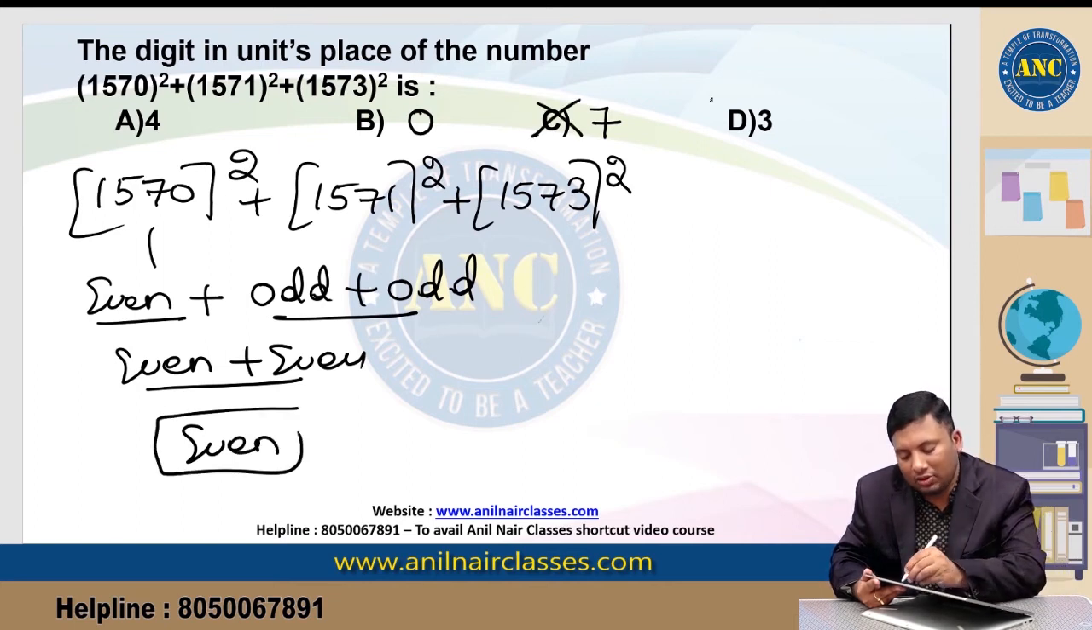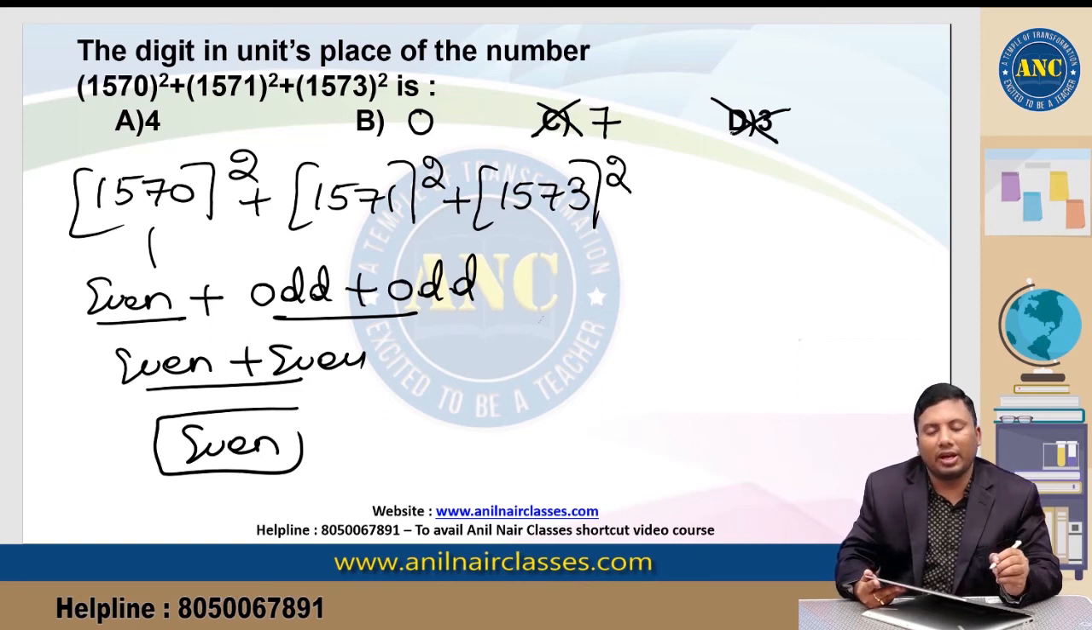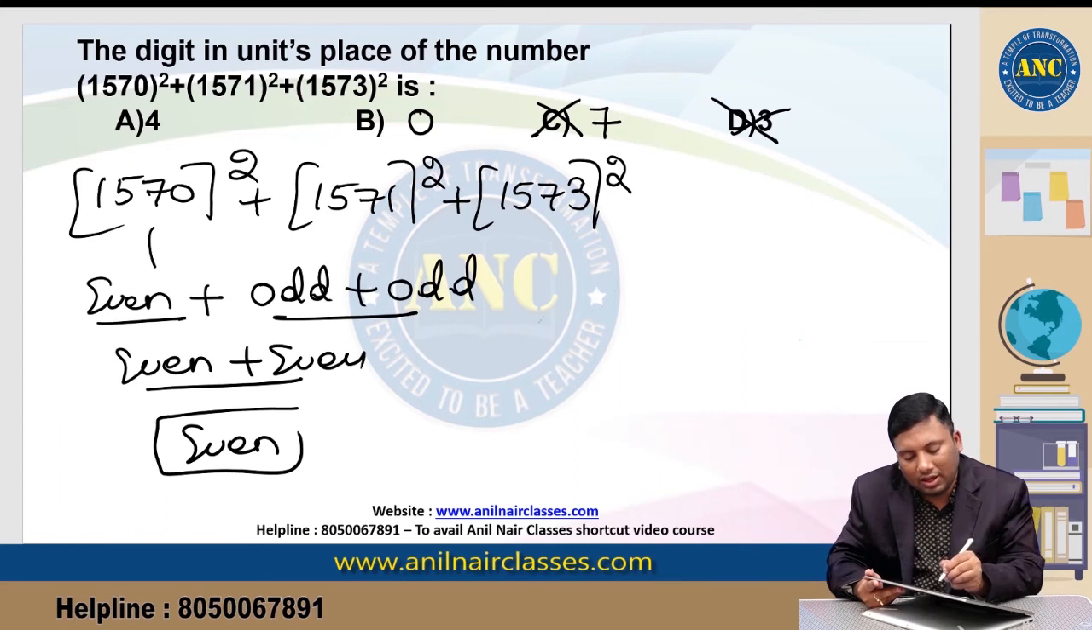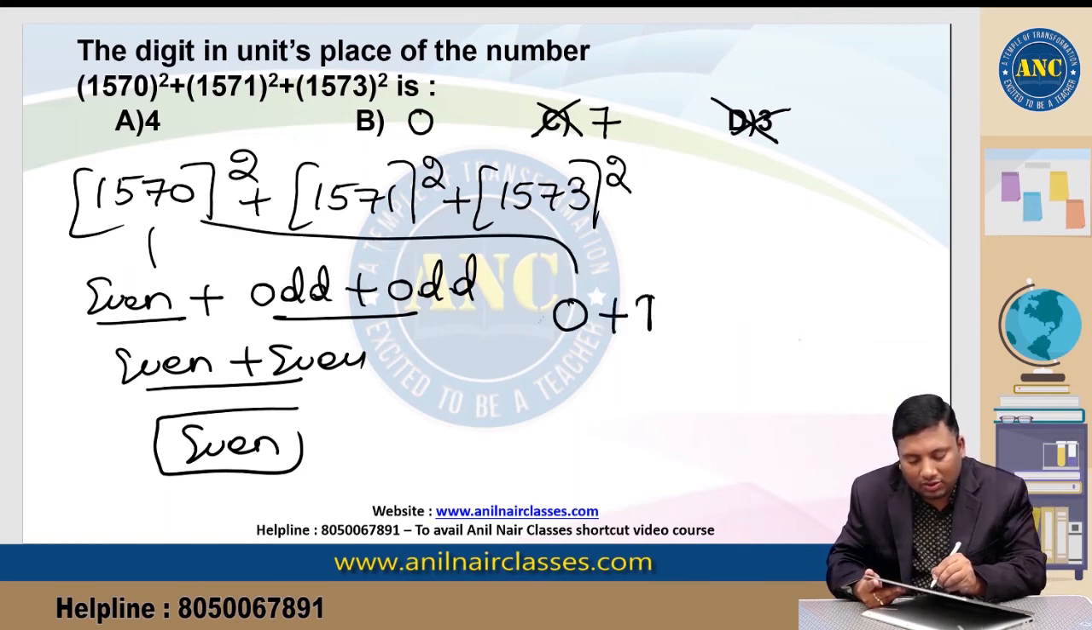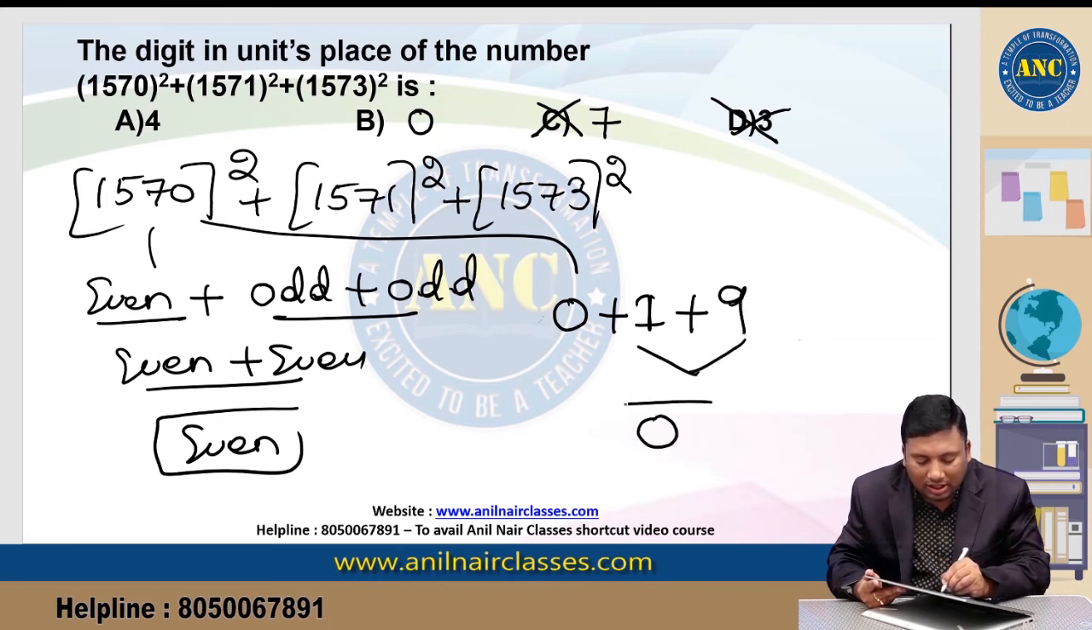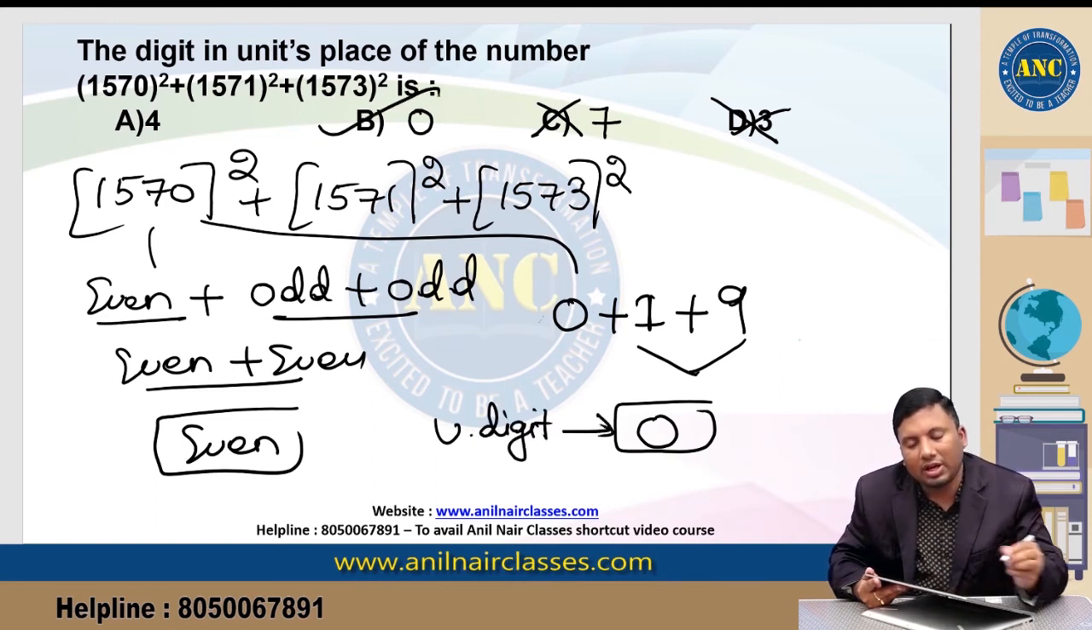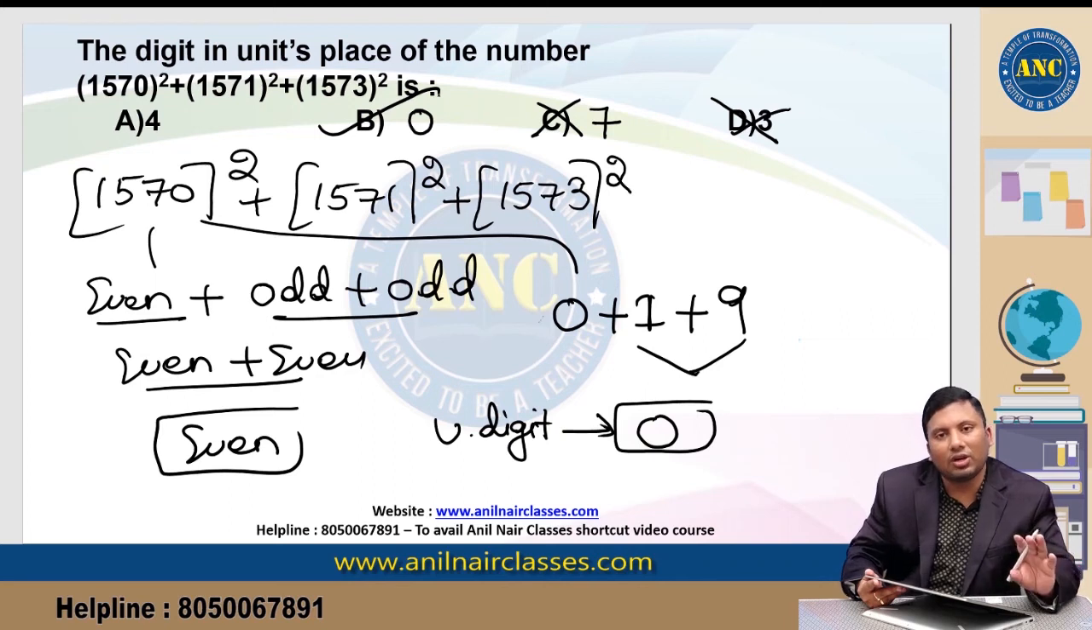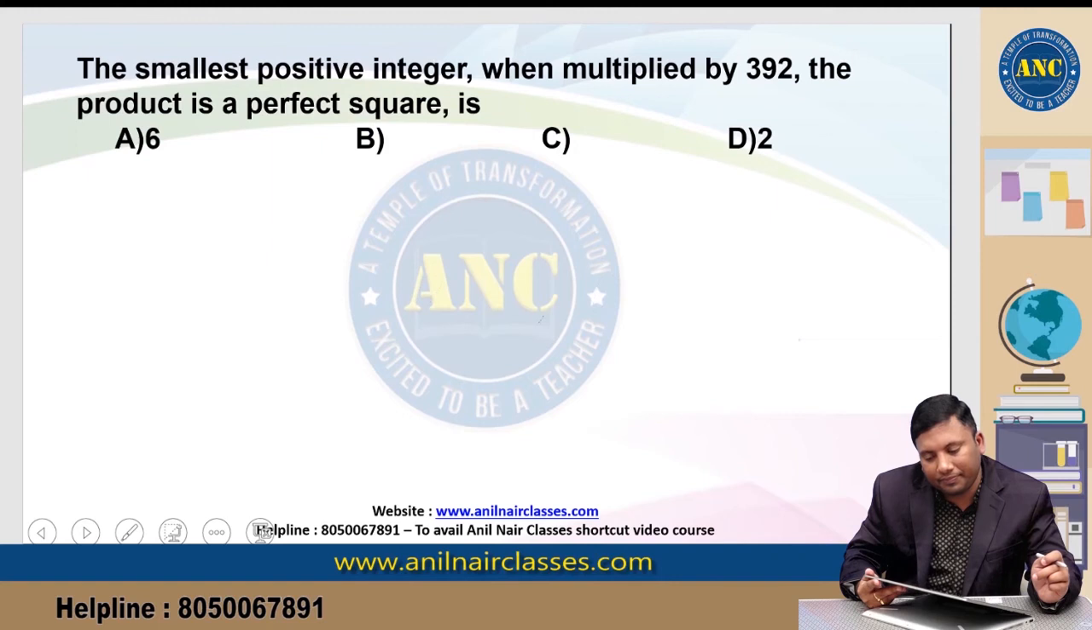So third option out, fourth option out. By looking at the nature of the number only, we can tell which options are out. Now 1570: 0 square is 0, 1 square is 1, 3 square is 9, 9 plus 1 is 10. Unit digit should be 0. The answer for this question is 0. I hope the idea is clear. Very easy question if you know the logic.